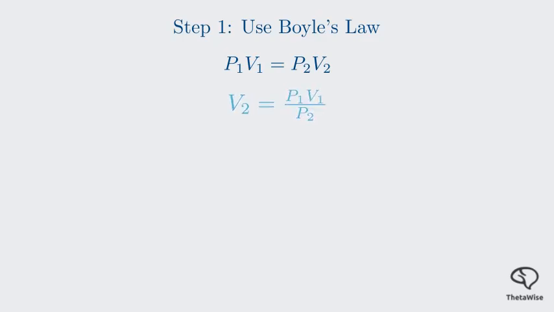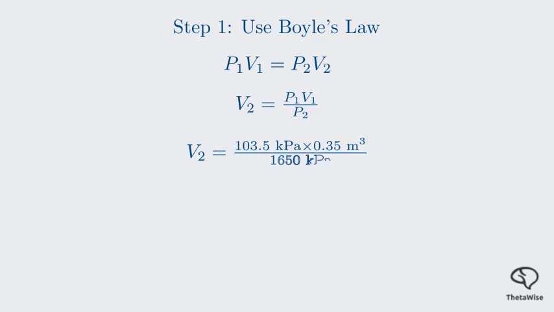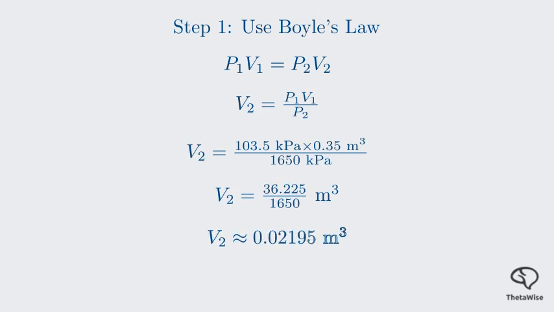Now we can substitute our given values into this formula. V2 equals 103.5 kilopascals times 0.35 cubic meters, all divided by 1650 kilopascals. Notice that because we are dividing, the units of kilopascals cancel out, leaving us with cubic meters, which is the correct unit for volume. Performing the calculation, 103.5 times 0.35 is 36.22. Dividing that by 1650 gives us approximately 0.02195 cubic meters.